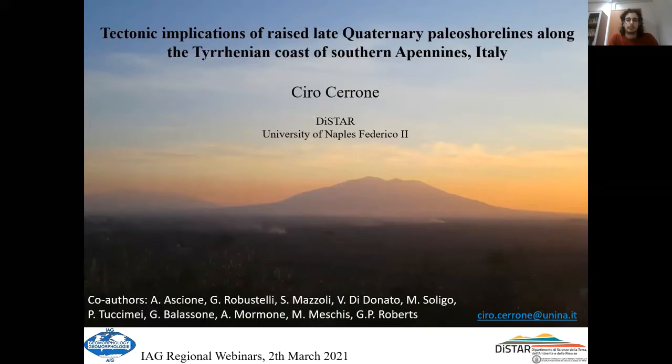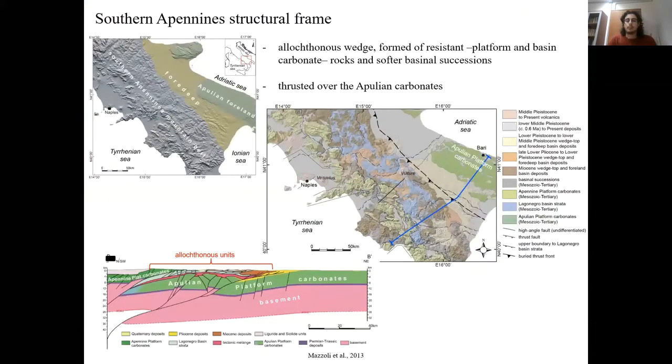I'm just finishing my PhD at the University of Naples Federico II, and the talk today is about raised marine terraces along the Tyrrhenian coast of the southern Apennines and their tectonic significance. For those not familiar with the geology of Italy, let's start with a short introduction of the structure and tectonic evolution of the southern Apennines.